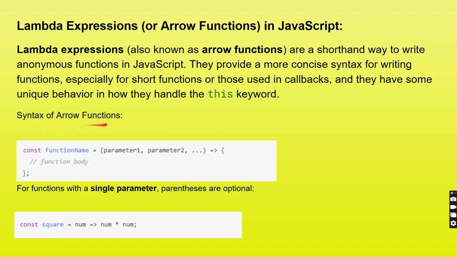Syntax of arrow functions. We have parentheses with parameter 1, parameter 2, etc., then the arrow, with curly bracket open and curly bracket close. For functions with a single parameter, parentheses are optional. You can look at here, there are no parentheses around num, then an arrow symbol and num into num.